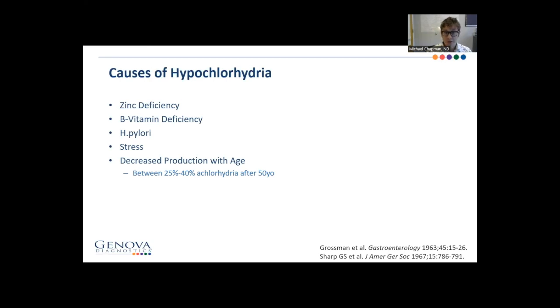Okay, what are some causes of hypochlorhydria behind eating on the run? Zinc deficiency is a big cause of hypochlorhydria, and zinc deficiency is not uncommon in today's day and age. So zinc is one thing to keep in mind with respect to low HCl. B vitamin deficiency can also lead to hypochlorhydria. H. pylori certainly, from an infectious standpoint. Stress, as I mentioned, and also just to keep in mind, naturally over the course of aging, we do have a decreased production of pH and stomach acid.